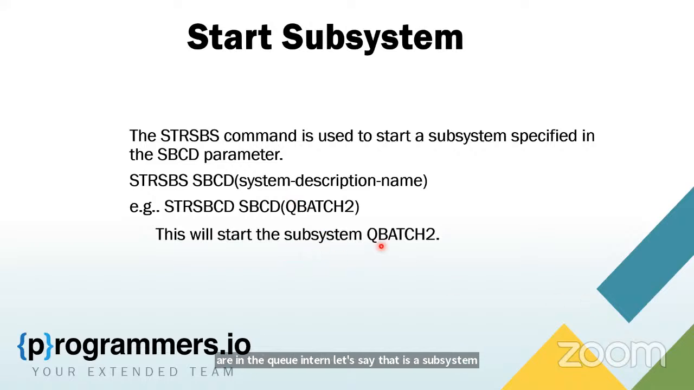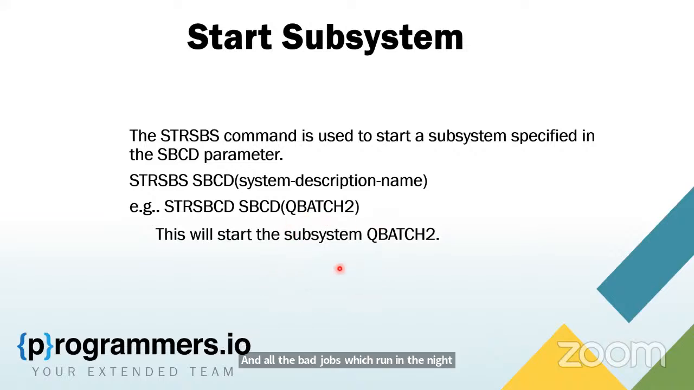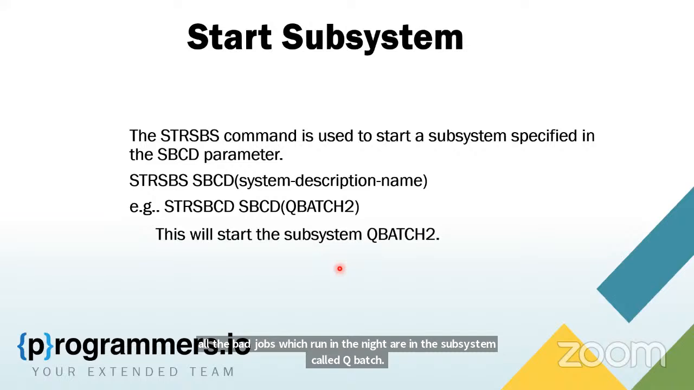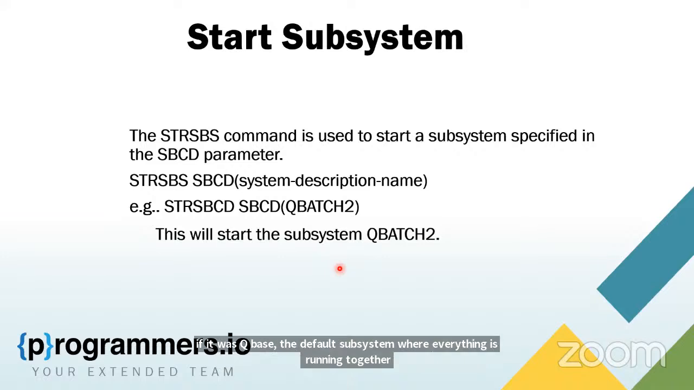And all the batch jobs which run in the night are in the subsystem called QBATCH. So it is separated. Now, let's say at one time you want to do some maintenance. At that time, you don't want anyone to work on the screens or enter any data, but the batch jobs can run. So you can just shut down the QINTER subsystem, and you can do your maintenance. But if it was QBASE, the default subsystem where everything is running together, then you will have to shut down the entire QBASE subsystem, correct?